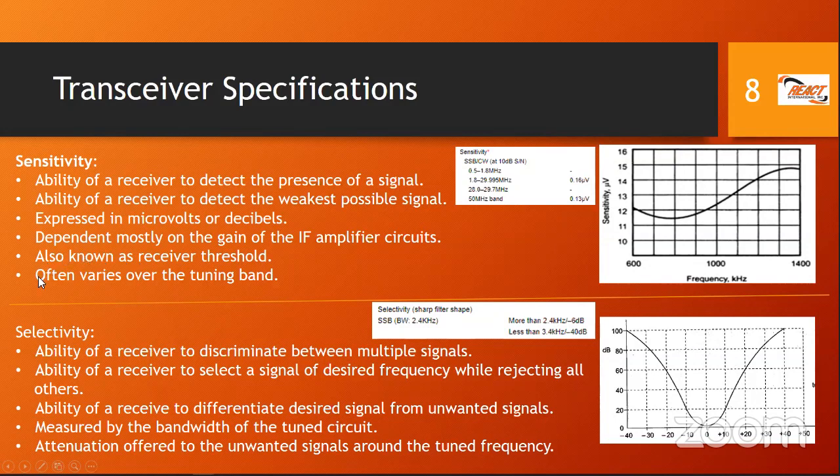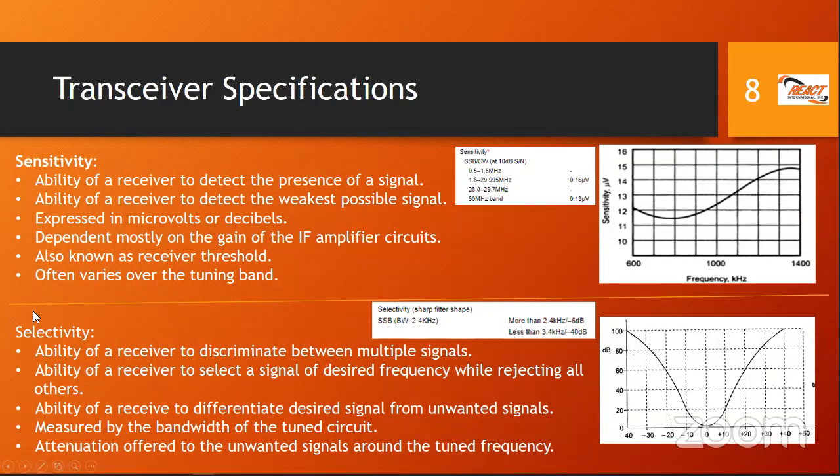All right, and we made this point a little earlier. The sensitivity often varies over the tuning band, so it's not necessarily that you're sensitive in the same way for the whole band. You might have a higher and a lower sensitivity, which is what this graph on the right-hand side shows. Different parts of the band, you have a higher or lower sensitivity.